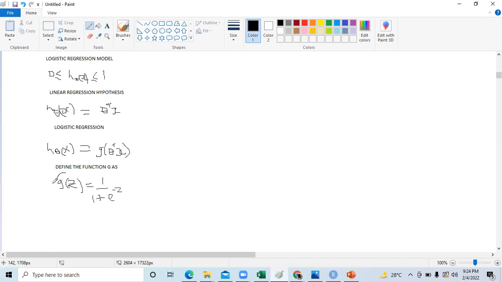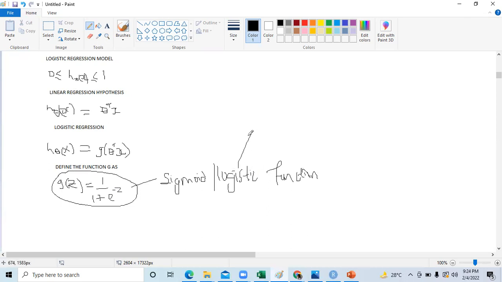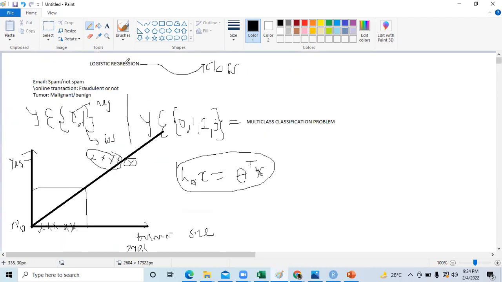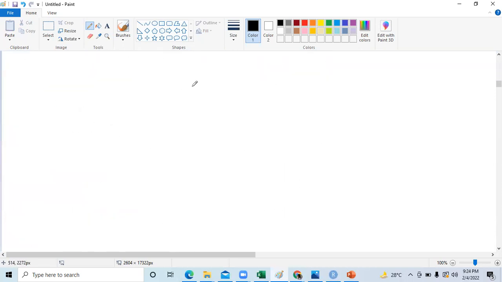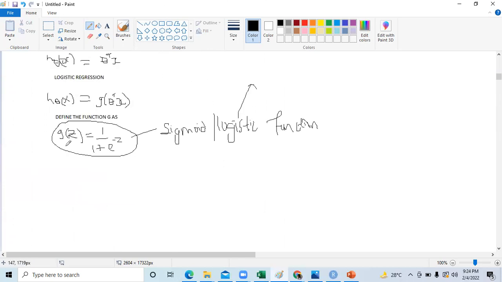So this is what we call the logistic function or the sigmoid function. It's called the sigmoid function or the logistic function. So this is where logistic regression got its name from. So it's not a regression algorithm. The regression here is what we would like to call a misnomer, right? It's a classification algorithm, but it got its name from this function that's called the logistic function, right?